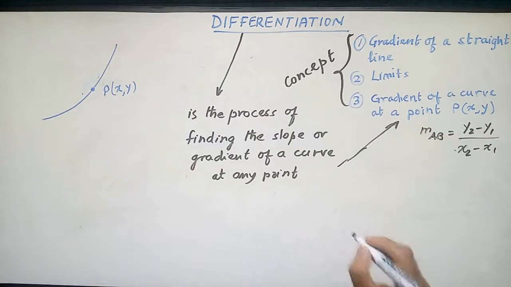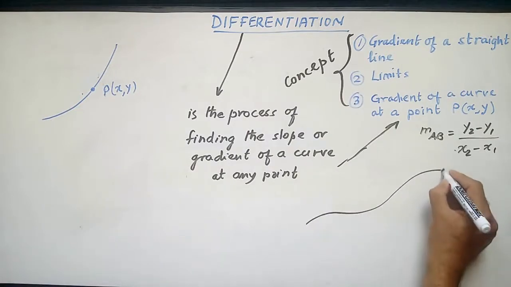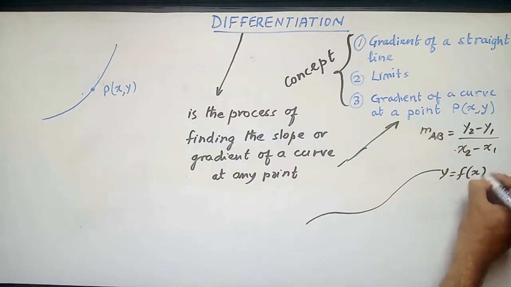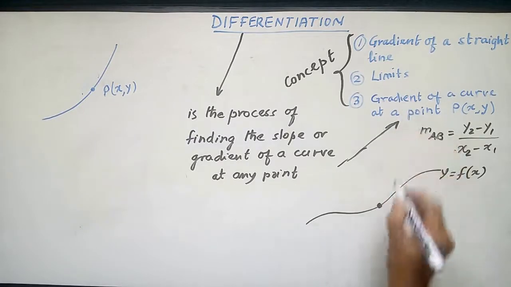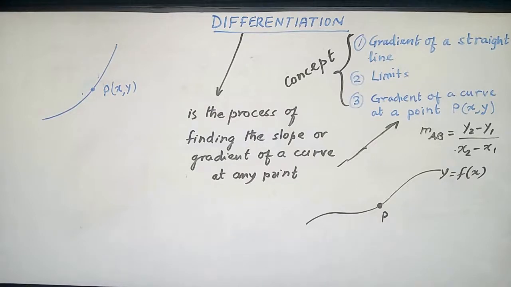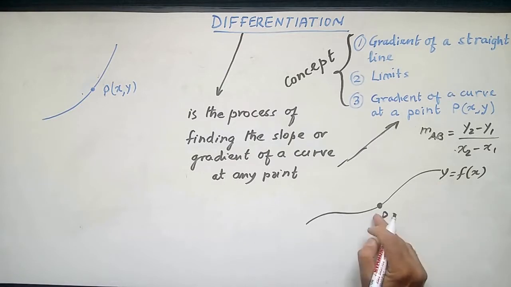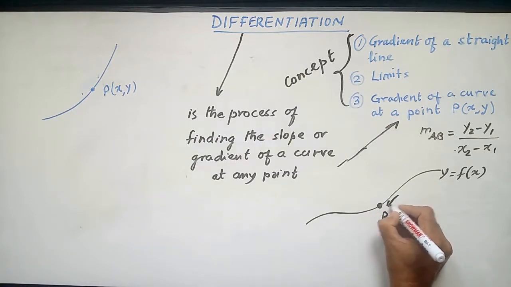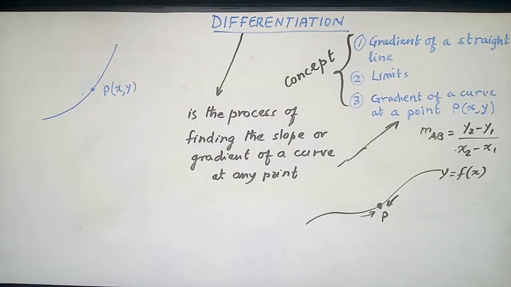What is a limit? If we have any curve, let's say a function of x, and we are to find out the limit at a point P, limit means what? What is the limiting value of this function when it is almost close to P from the right hand side and from the left hand side, but not at the point P. What do you mean by this?